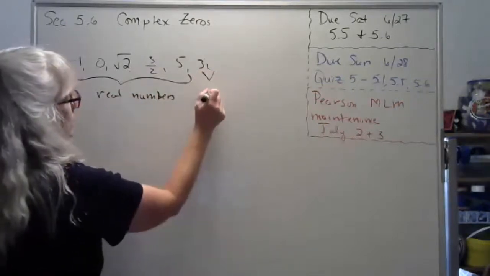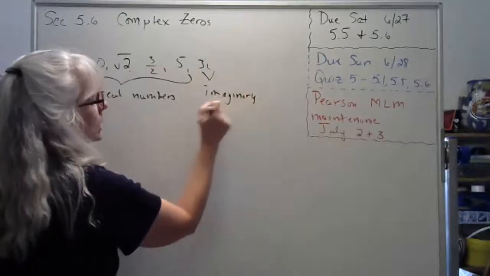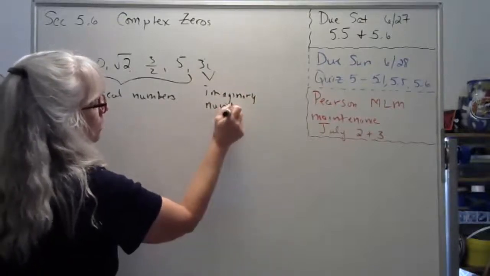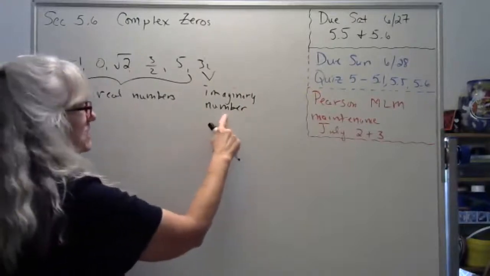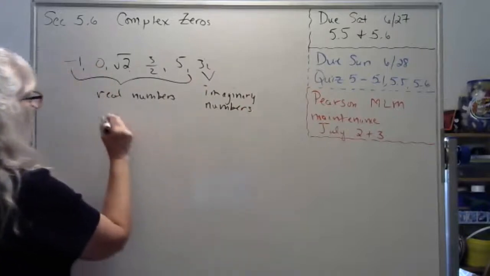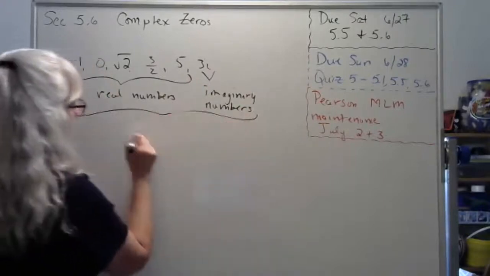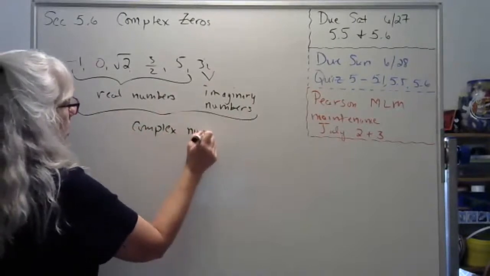This one all by itself is an imaginary number, which are really important for the engineering people. Doesn't matter for my vet or the sciences, but for engineering, you need those imaginary numbers. And then when we combine them together, again, you get the set of complex numbers. So all of those listed above are complex numbers.